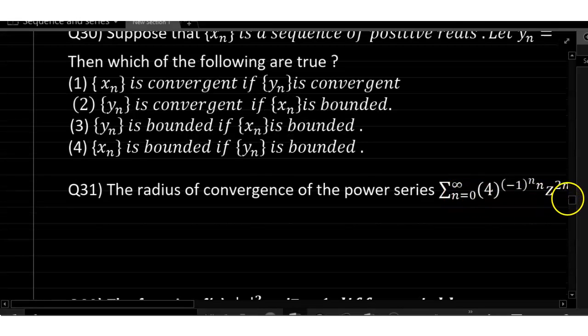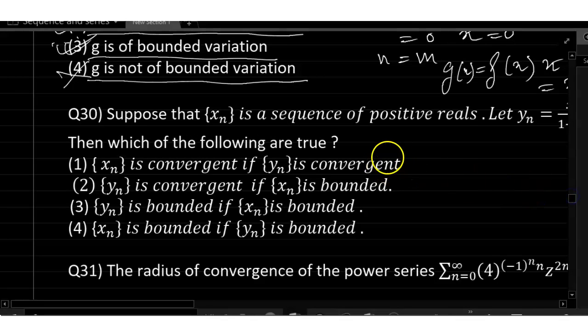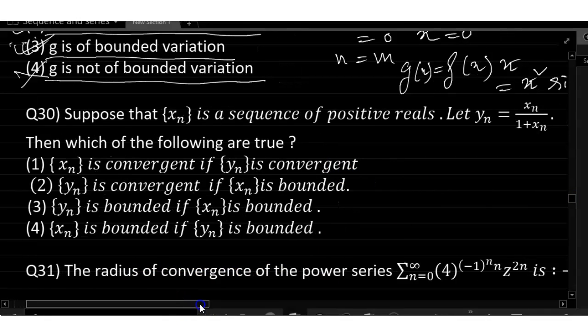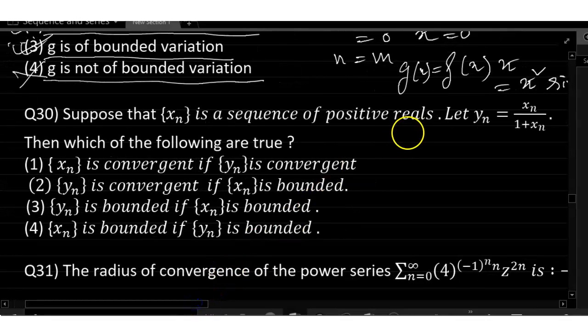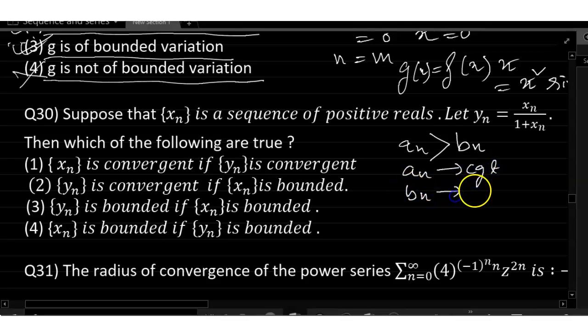Next problem is based on the comparison test. So according to the comparison test, if a n is greater than b n, and a n is convergent, then b n is convergent.